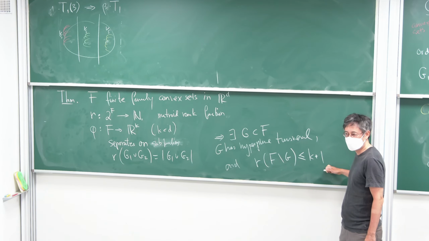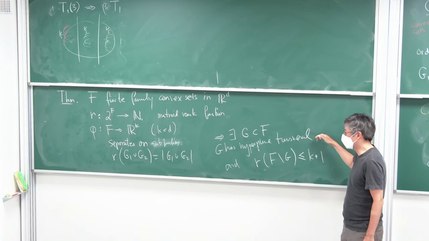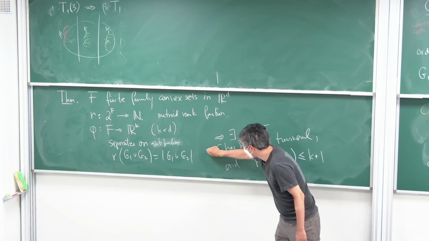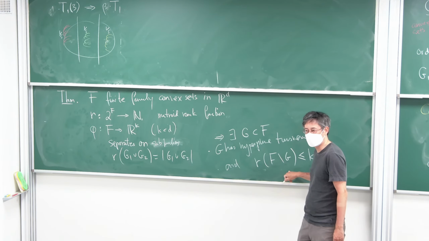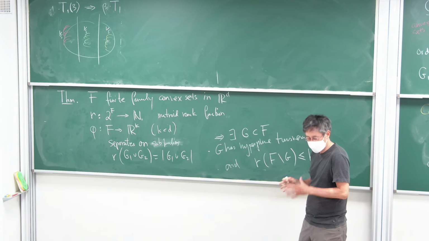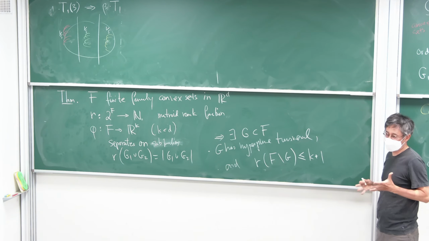Okay, I see. These are separate statements. There is a G that satisfies that it has a hyperplane transversal, and this I see. So for a partition matroid, G is like one color class; it contains at least one whole color class.